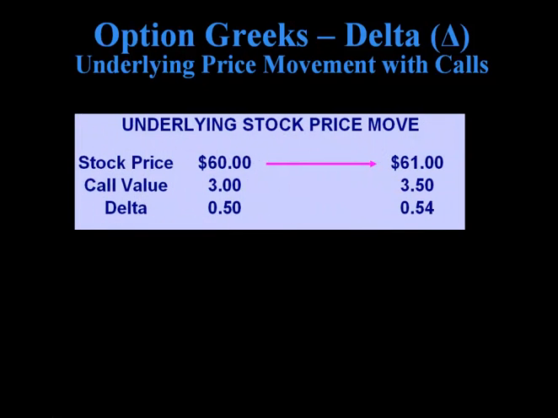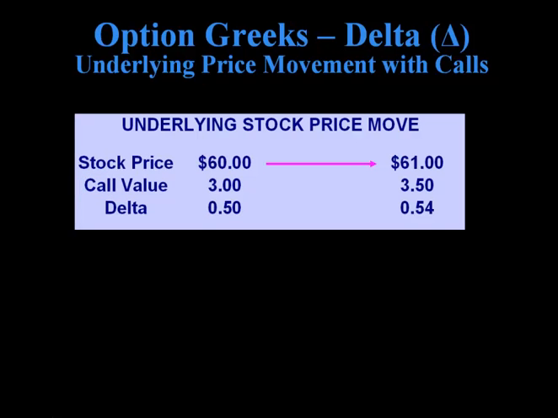So let's look at an example. Here you've got calls, so let's take a look at calls as an example. And here we've got a delta of 0.50. Notice it's a positive delta. The stock price moves from $60 to $61 a share. The call value increases by 50 cents. The reason why is because with a delta of 50, that means when there's a $1 change in the stock price, you have a 50 cent change in the option price. That's how that particular component works.